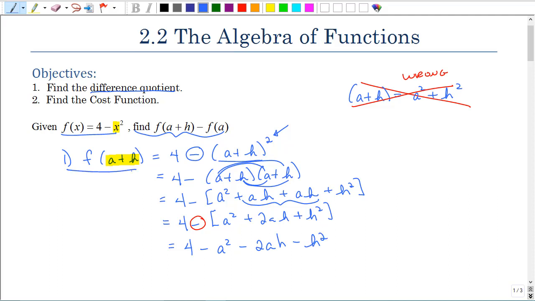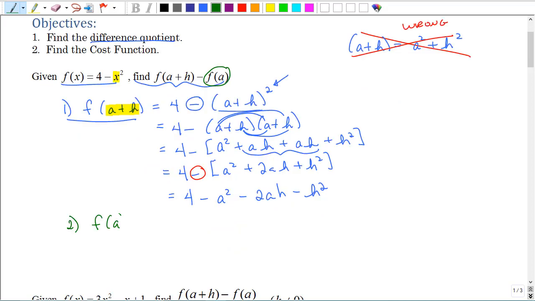So that is step one. The second part is to find f of a. f of a is really easy because I'm just going to put an a in place of x. Now, what does it ask me to do? It asks me to subtract these two things. So that's what I'm going to do.